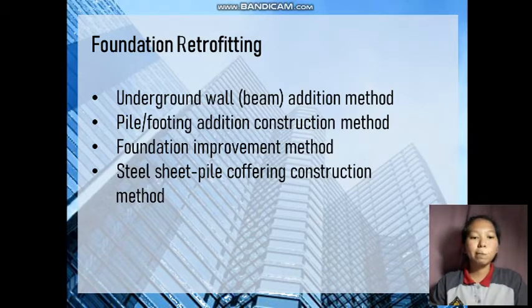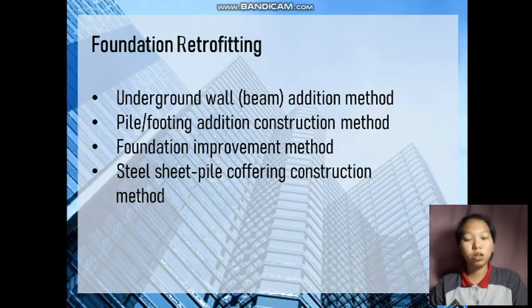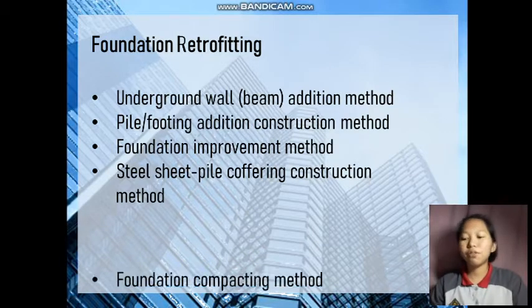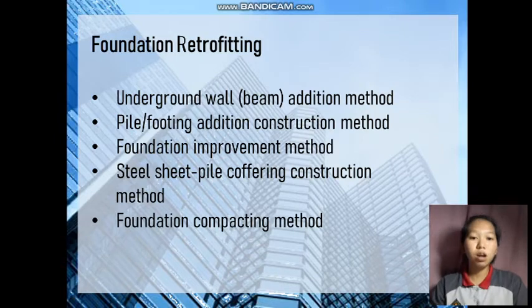Placing sheet piles around the periphery of the footings and binding them to the footings to improve the bearing capacity and horizontal resistance. Then the next one is the foundation compacting method.